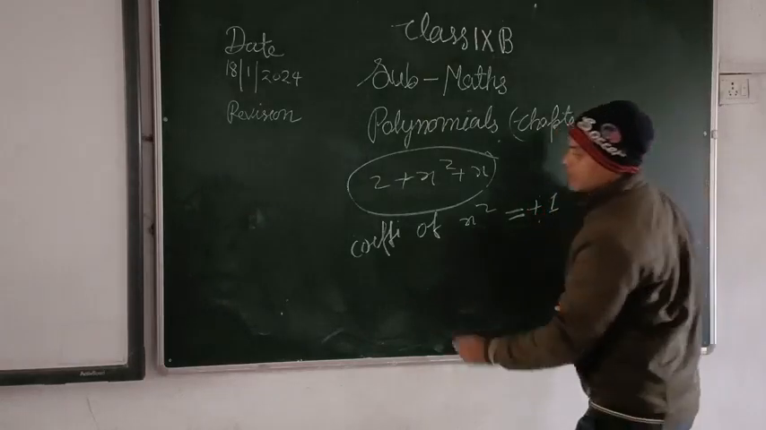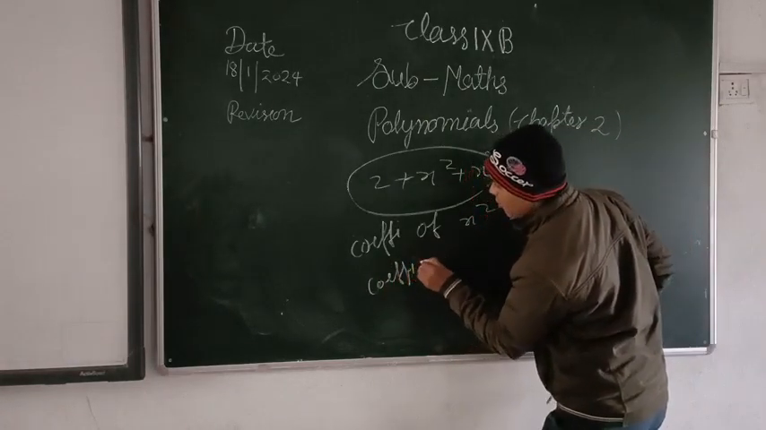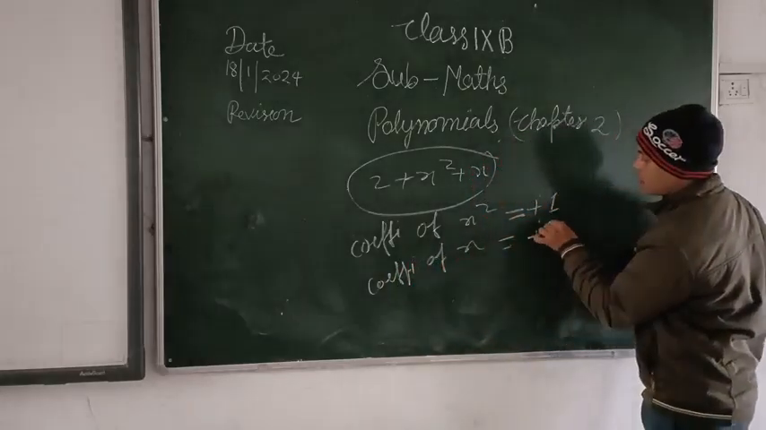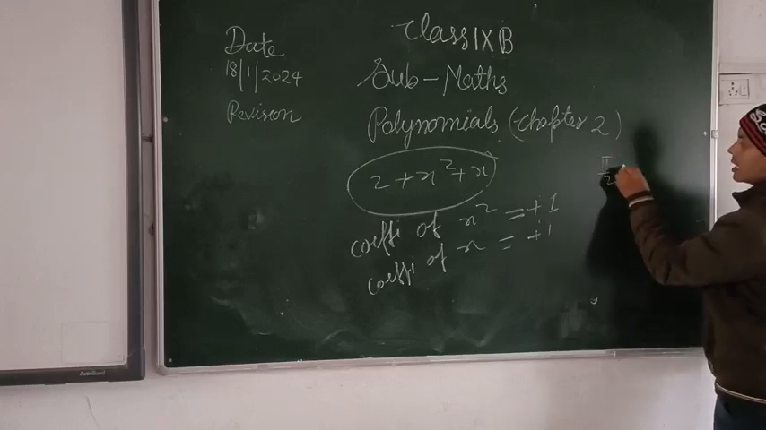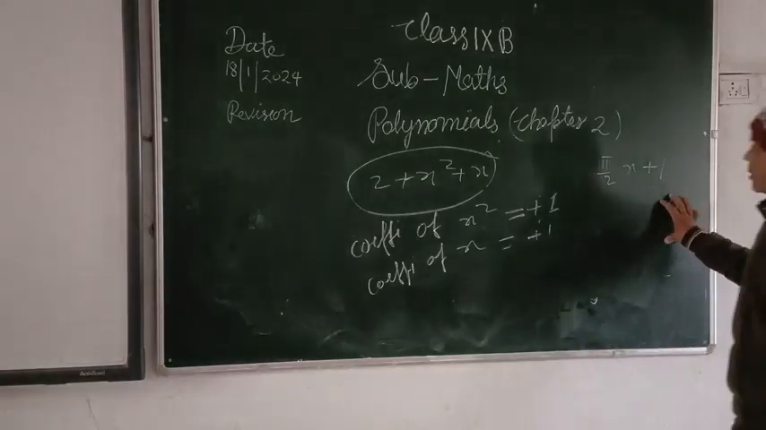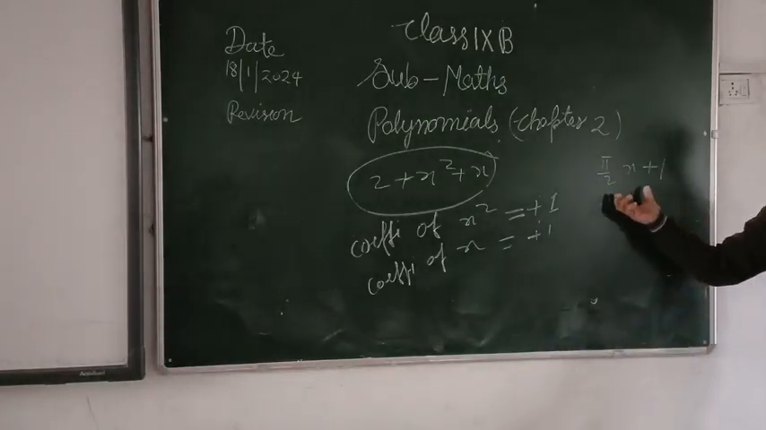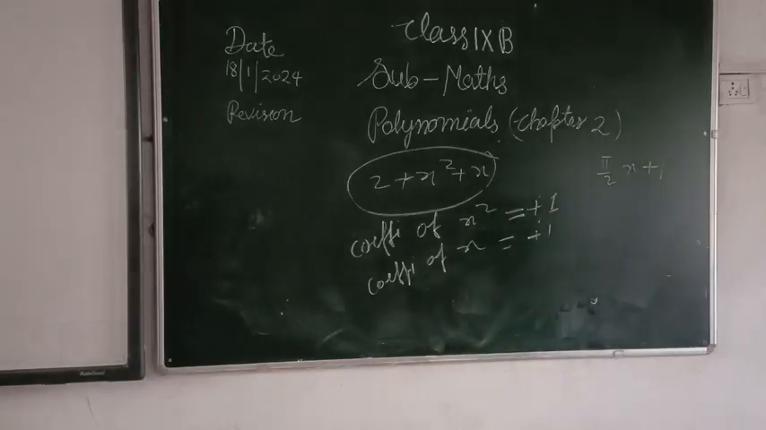And what is the coefficient of x? That is also plus. Here, if we are taking another example, it is a linear polynomial, and what is the coefficient of x? That will be pi by 2.